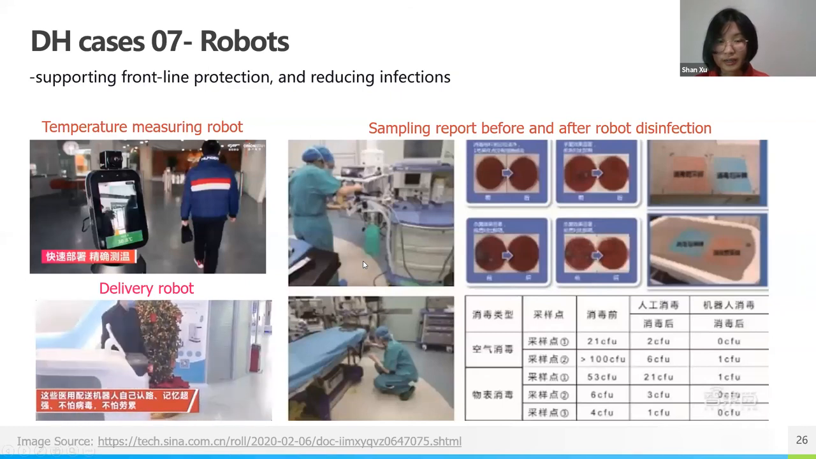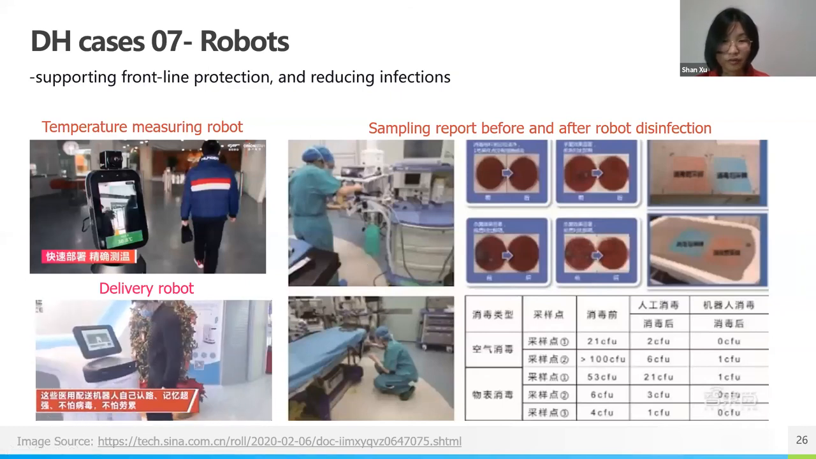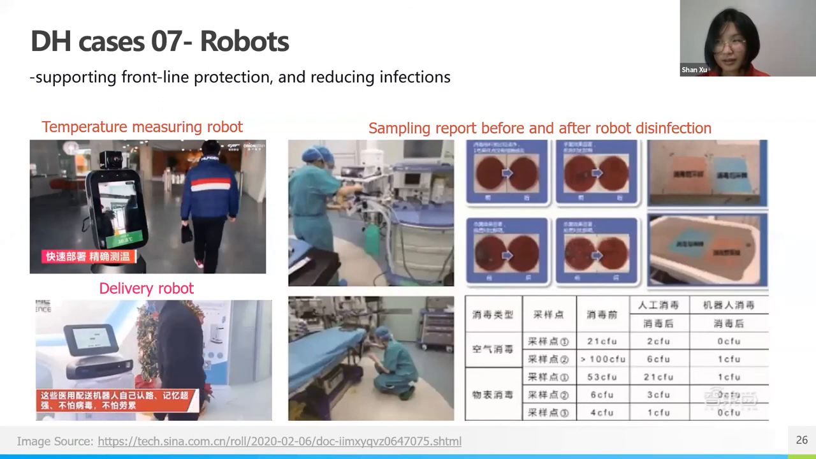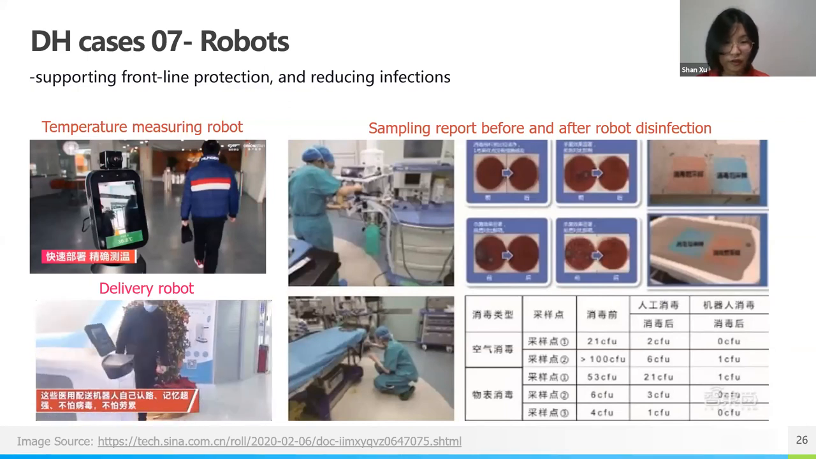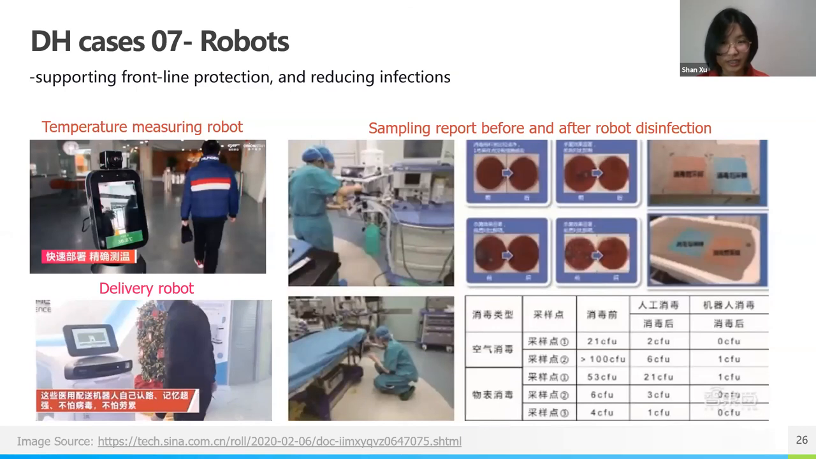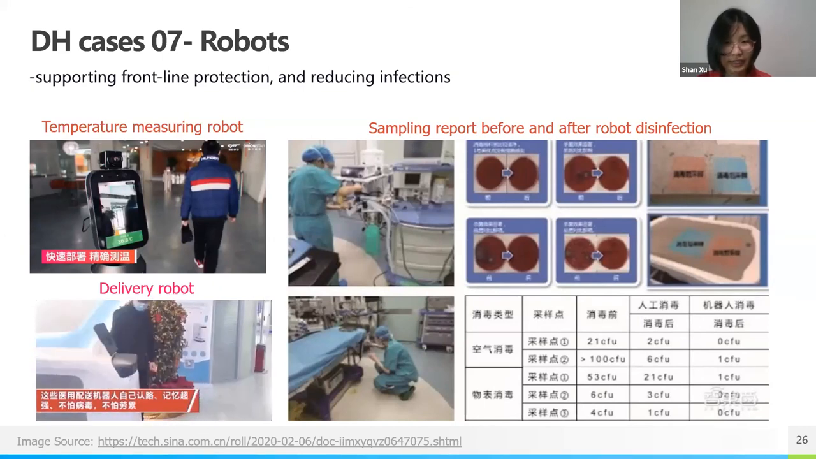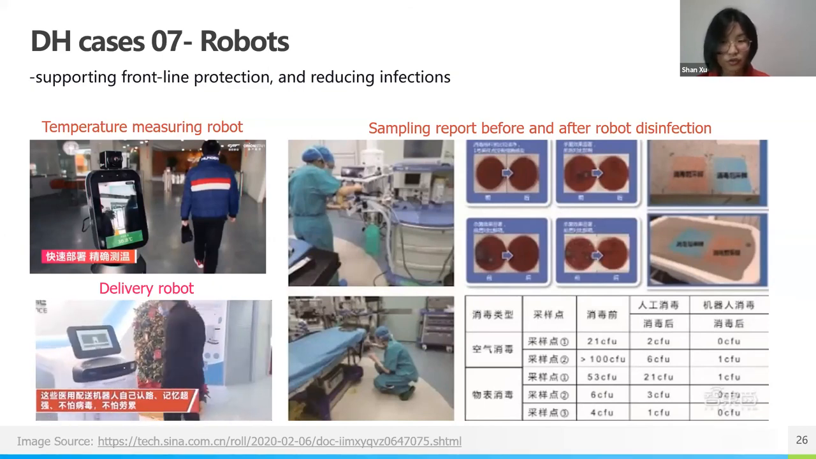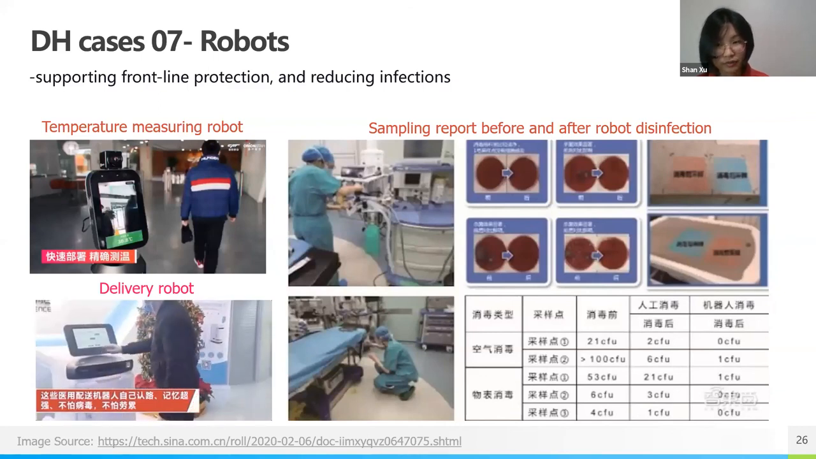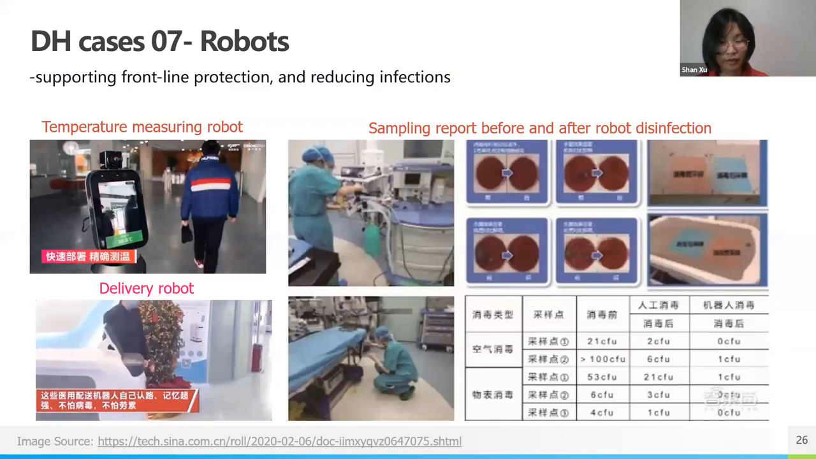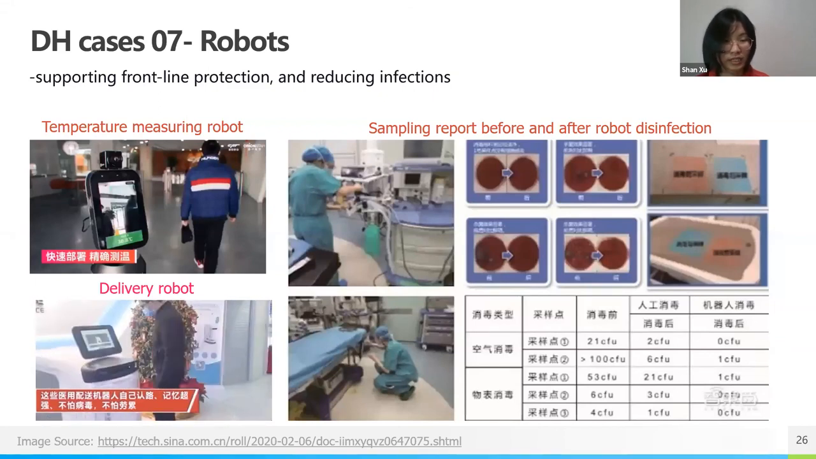Actually, there are also other kinds of robot examples. For example, temperature measuring, disinfection, and delivery robots in different shapes, developed by different countries. We can also see applications of robots in our daily life before the outbreak. But during this very special period, the role of robots has been greatly amplified and also recognized by the public.